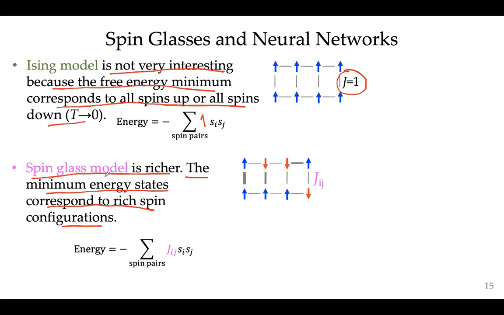In spin glass models, the minimum energy states correspond to rich spin configurations. If you minimize the free energy of a spin glass model, you don't find something like this, but you find a configuration where some of the spins are up and some of them are down. This happens because the bonds, or the interaction strengths between different spin pairs, are different. So the interaction strength depends on the spin pair. Instead of 1, now we have Jij, and it can be positive or negative. Typically, it can be a number between -1 and 1, or it can be drawn from some Gaussian distribution.